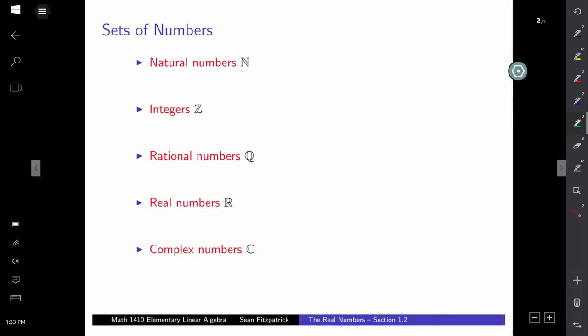Okay, so here are some of the sets of numbers that we will encounter in this course and that you encounter generally in various mathematics courses. The natural numbers, we saw those in the last video. The natural numbers are just the positive whole integers, your counting numbers, if you like, 1, 2, 3, 4, and so on, going on forever.